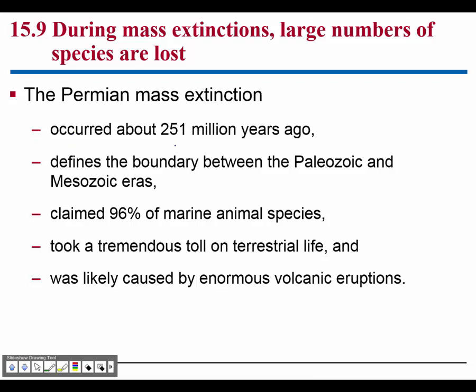The Permian occurred about 251 million years ago, and claimed 96% of species. I think I said 90%, but it's 96%, and it was likely caused by volcanic eruptions.